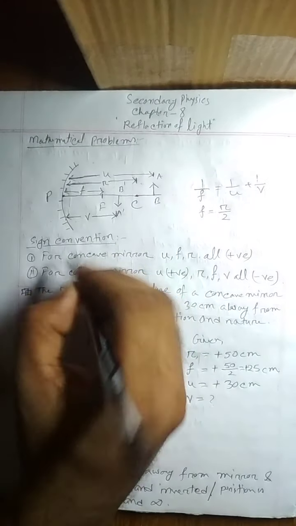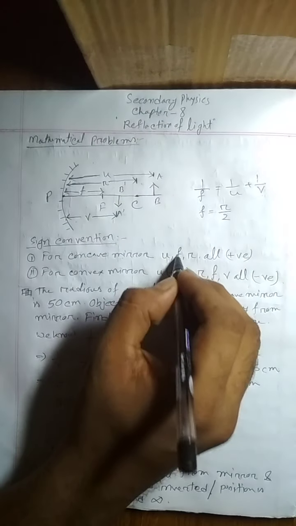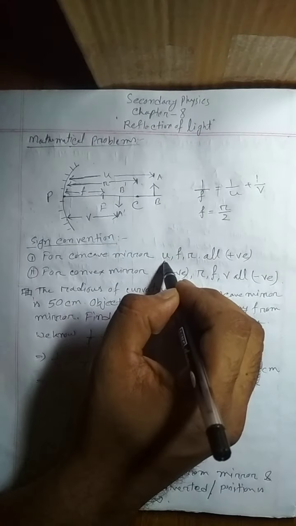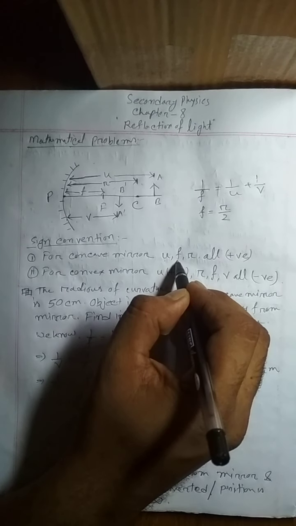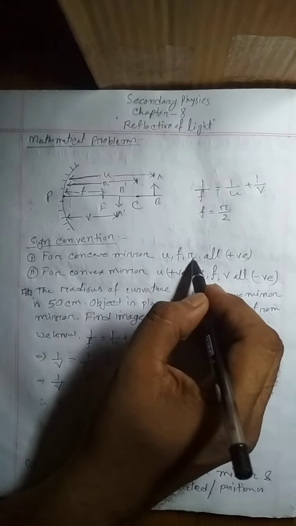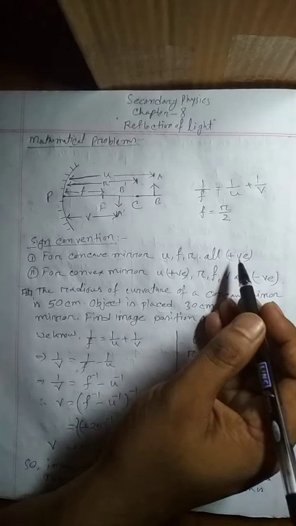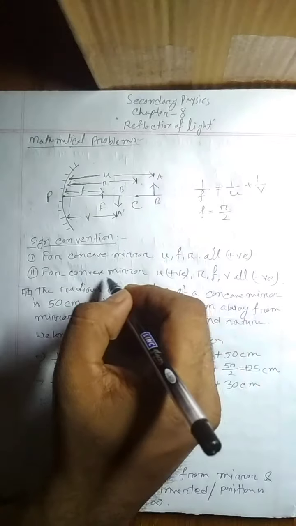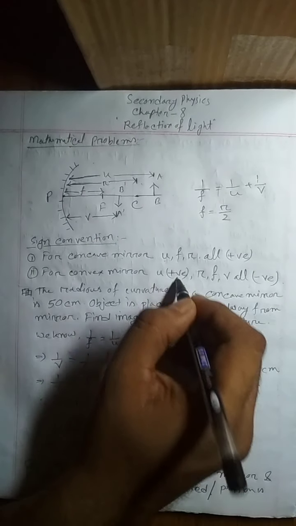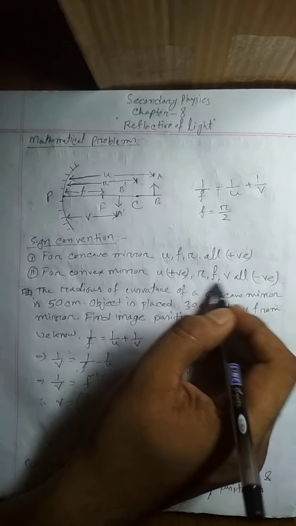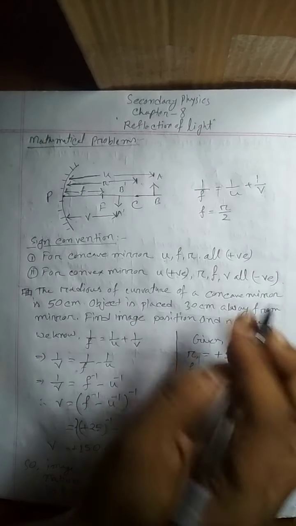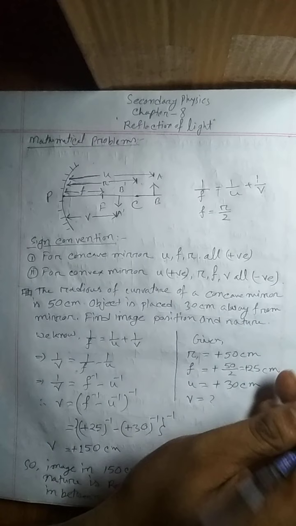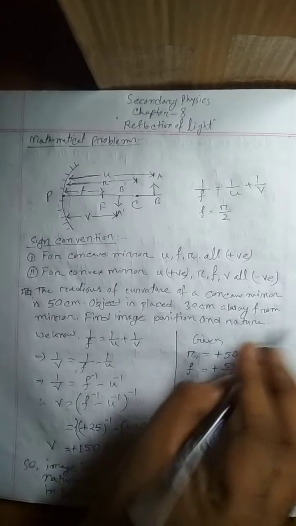Sign convention issue for concave mirror: u, f, r, that means object distance, principal focus or focal length, and radius of curvature all are positive. And for convex mirror, only u is positive, the rest are all negative. So you have to follow this convention here. Okay. And so the first math was given like that.